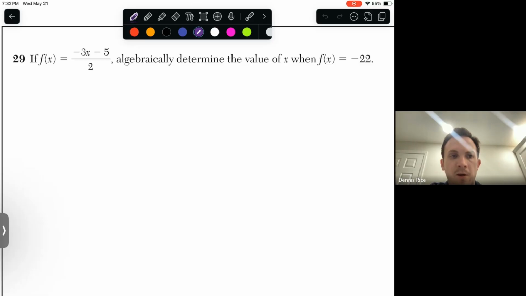58. Thank you, Ro. Page 58. It says if f of x equals negative 3x minus 5 all over 2, algebraically, so we got to show something. I can't just write 7 and circle it. Algebraically determine the value of x when f of x equals negative 22. Take a minute to try that one out.